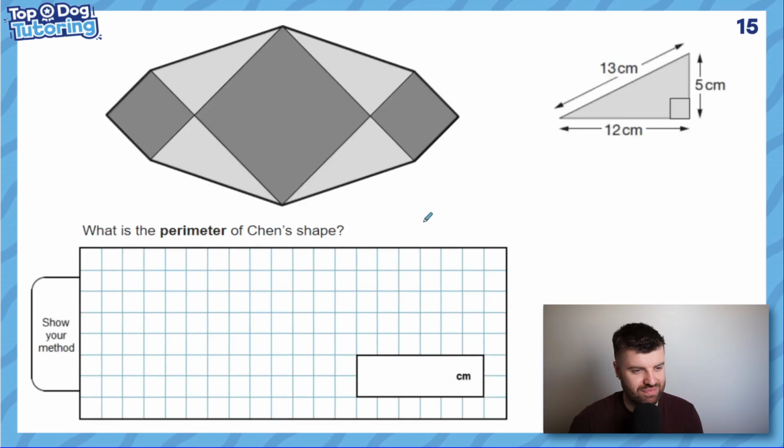Next, this question. This is possibly one of my favorite perimeter questions. I'm that kind of guy. I've got a favorite SATS perimeter question. This is from 2015. What is the perimeter of Chen's shape? This is Chen's shape, by the way.